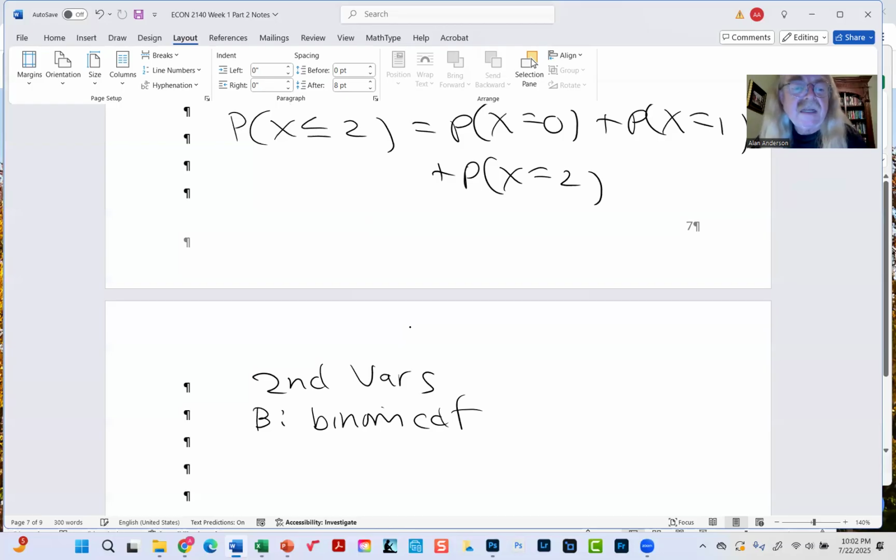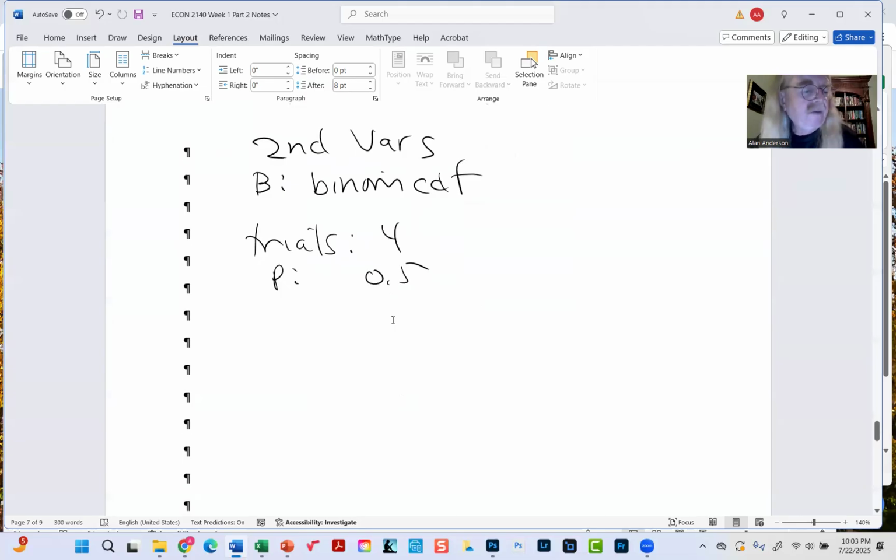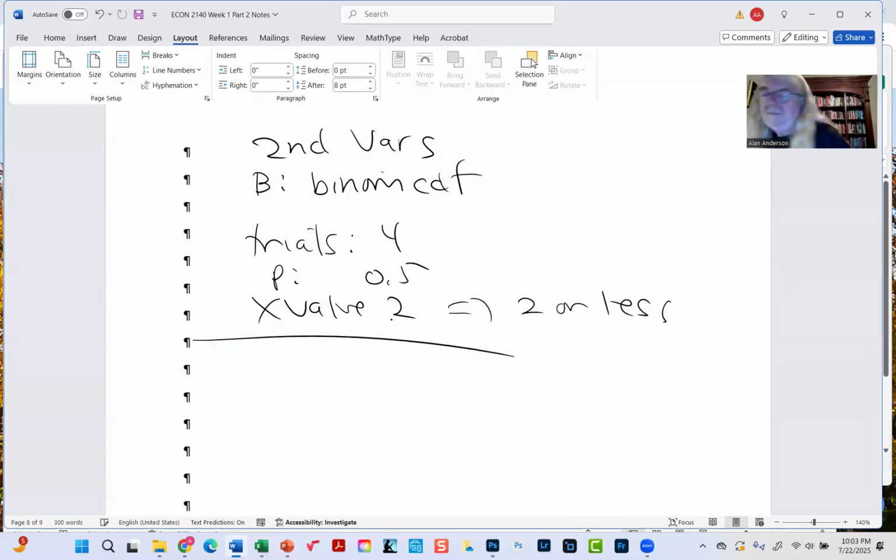And you notice it's asking the exact same questions. Trials, or p is a half. Remember, this is back to the quantum focusing experiment. And then X value is 2. But remember, this means 2 or less. It doesn't mean 2. 2 or less. And let's see what it tells us. 0.6875.